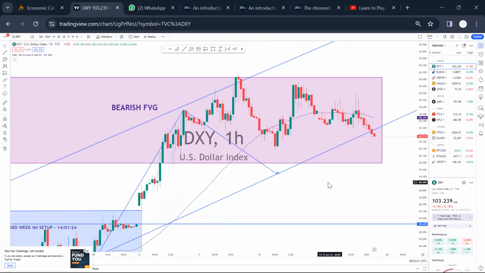So I used the weekly, daily, 4 hour, and now we are on the 1 hour. Now on the 1 hour too, there's still price within the fair value gap. But in the fair value gap, we have the market generally in an uptrend. Now we have a trend line, a support trend line, and then a resistance support line.